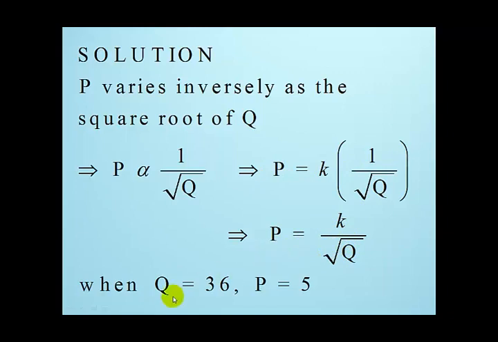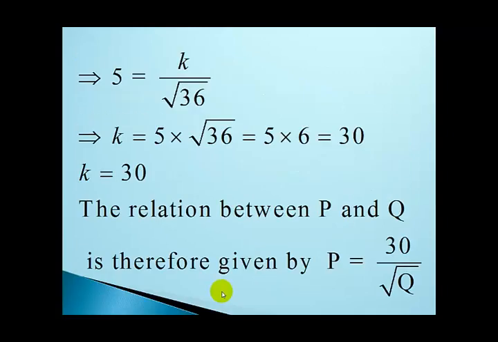Now, from the question, when q equals 36, p is equal to 5. That means that wherever you see p, we have to put 5, and wherever you see q, we have to substitute 36. So by substitution, we have 5 is equal to k over the root of 36.